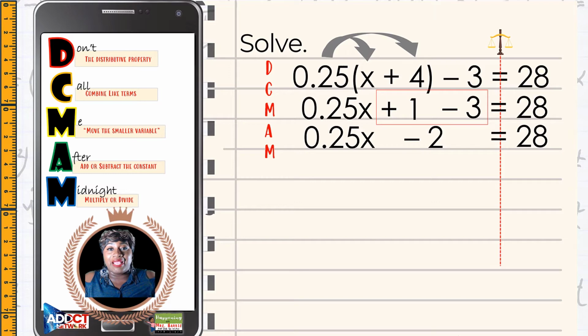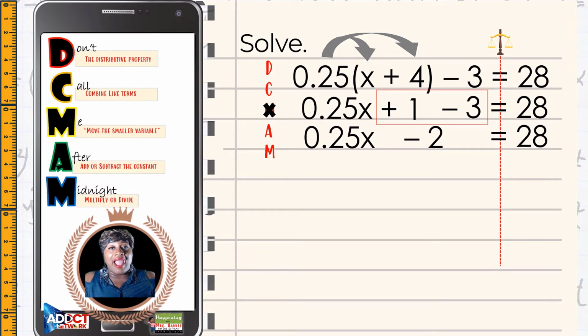Next, we'll check for M. Move the smaller variable. Well, if you look at that equation, all we have is just that x. That x is on the left side of the equal sign. No x's are on the right side of the equal sign, so we don't have to do M. We can scratch that out. Now let's check for A.